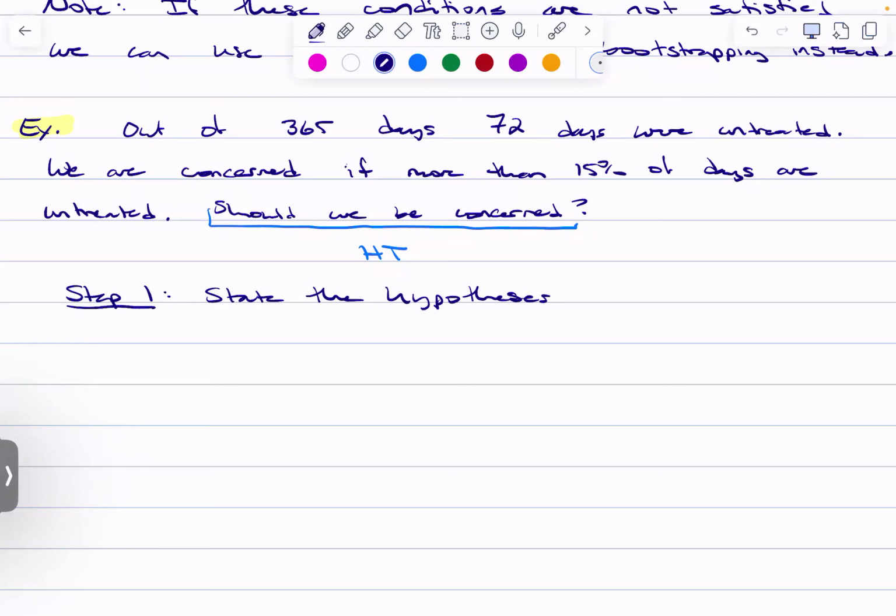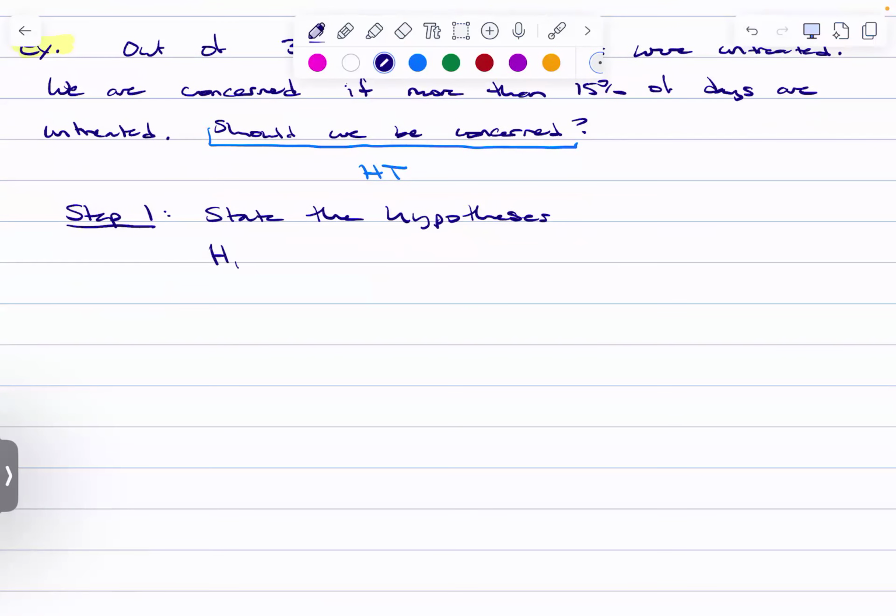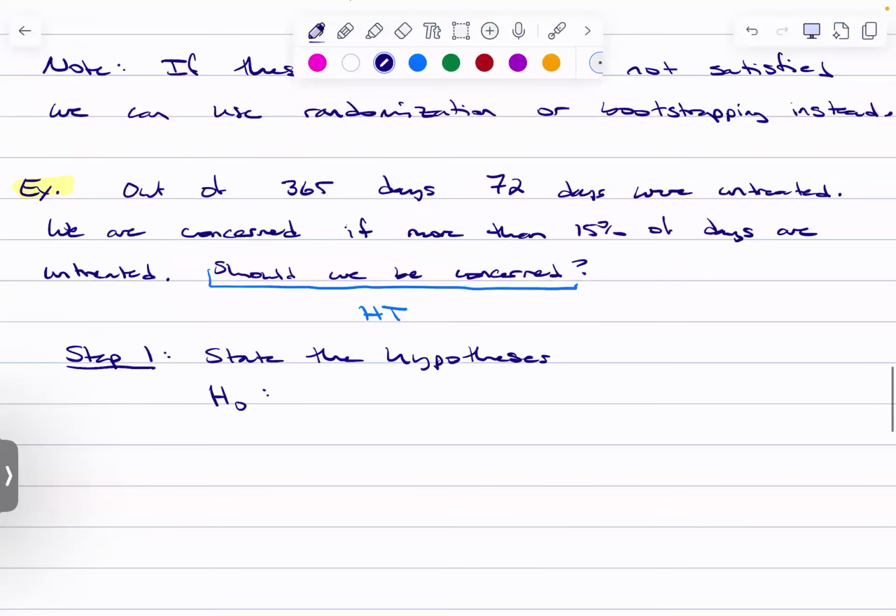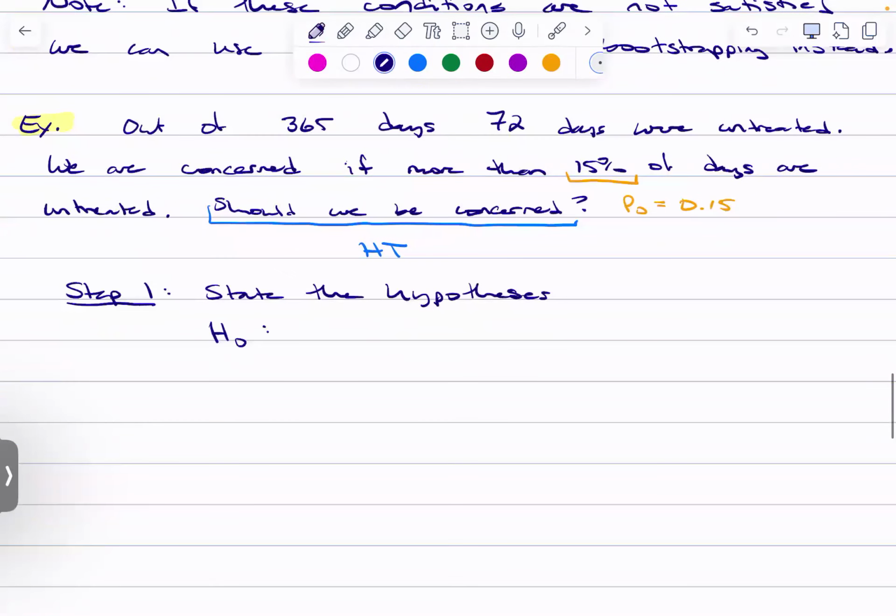Right? But your null hypothesis, we have to assume that P is 0.15 in this case until we have proof otherwise, right? Until we have evidence against it. So for us, the null hypothesis, I want to compare my sample proportion, 72 out of 365, to 0.15. So then my null hypothesis is that P is equal to 0.15.